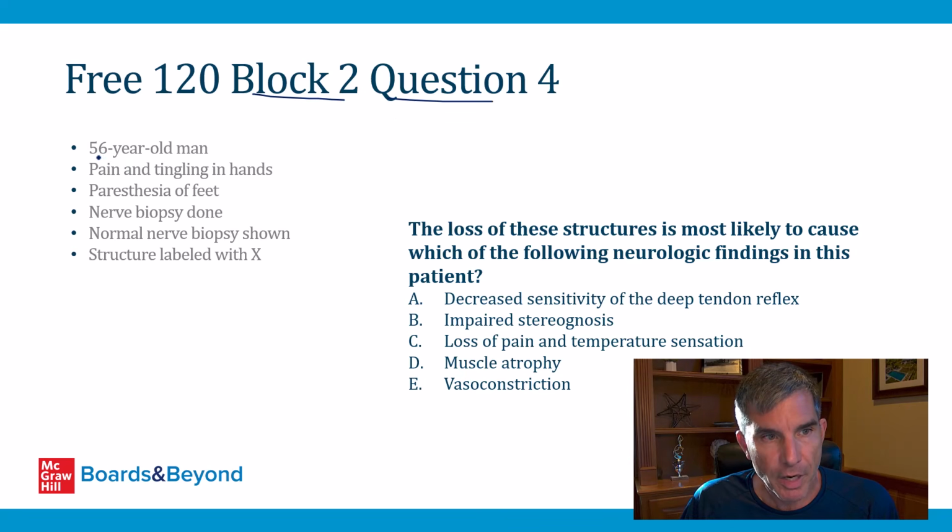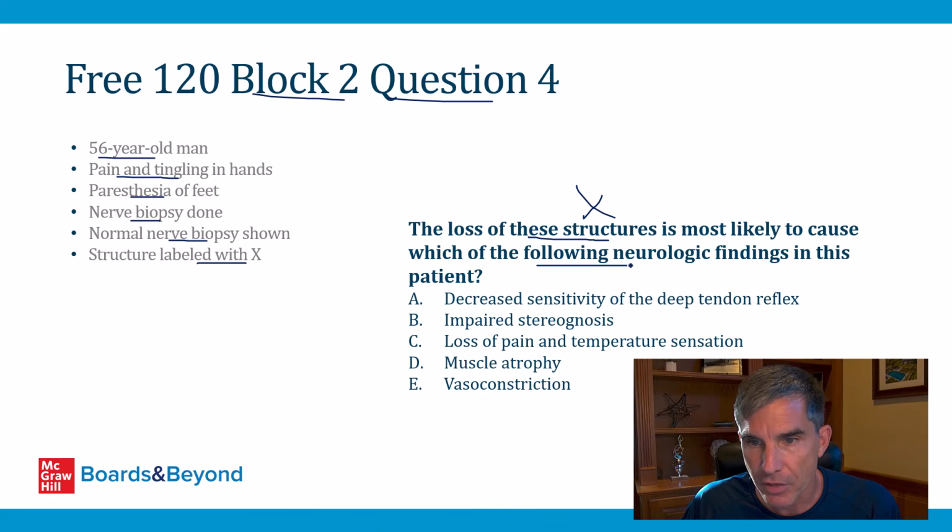So this question describes a 56-year-old man who has pain and tingling in his hands. He also has paresthesias of his feet, and because of these symptoms, they do a nerve biopsy. Now they don't show you his nerve biopsy, but they show you a normal electron micrograph of a nerve biopsy, and they label one of the structures with an X. And then the question asks, the loss of these structures, meaning the structures labeled with the X, is most likely to cause which of the following neurologic findings in this patient? And they give us 5 answer choices, which I'll let you read to yourselves.